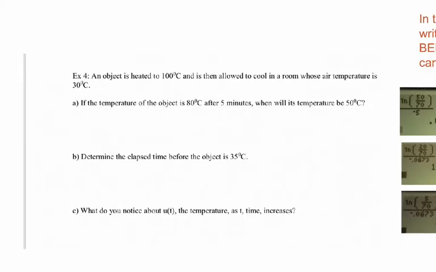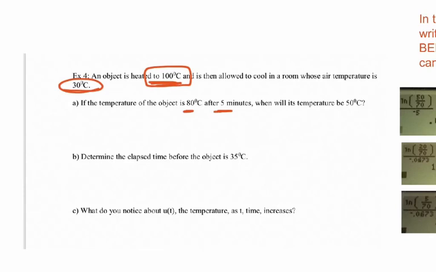Now this next one is dealing with the same exact formula, which is Newton's law of cooling, and it says if the temperature of the object is 80 degrees after 5 minutes, by the way, an object is heated to 100 degrees and then is allowed to cool in a room where the air temperature is 30 degrees. So there's a lot going on with this particular question, and the way that it's different is that it does not give us the k value. So it's really important that we find the k value before we do anything.